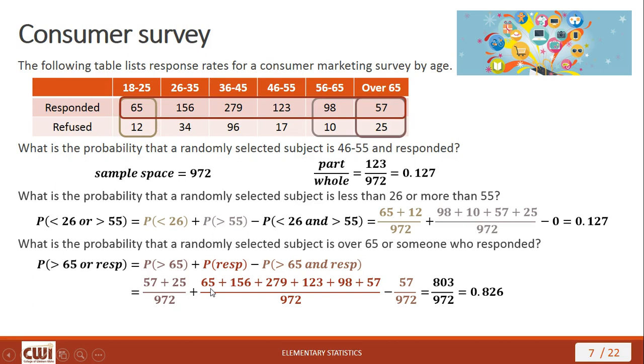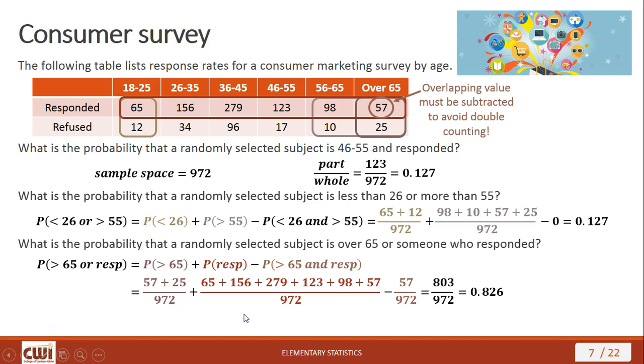So now we've got 65 plus 156 plus 279, and so forth. We're adding up the numbers in the whole row here. That's the part of the whole that actually responded. Divided by the whole, that gives us the probability of those who responded. Now we're going to subtract out those events that are double counted. Notice there's an overlap here with the 57.